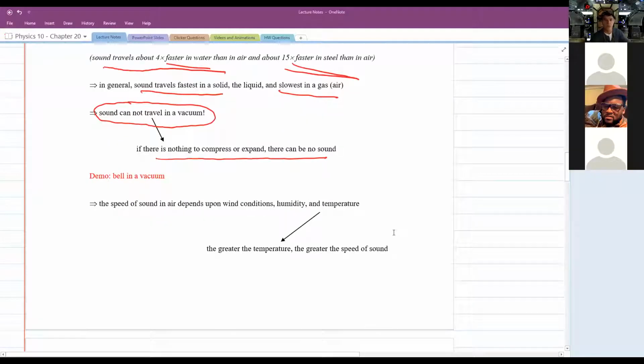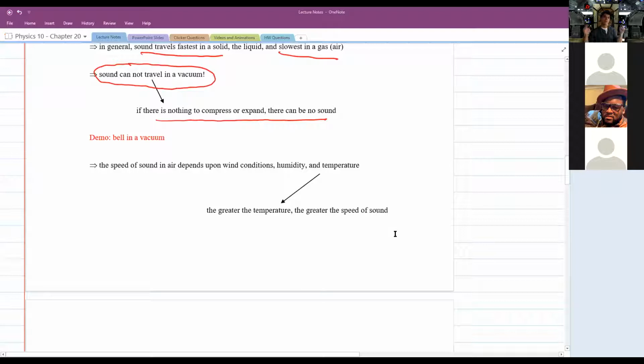Okay, so a couple things about sound. Remember, for all waves, this wave speed does not depend upon the frequency or the wavelength. It depends upon properties of the medium. So for sound, how fast sound travels in a material depends upon certain characteristics. And if we're talking about sound in air, it depends upon three things. We're only going to focus on one.